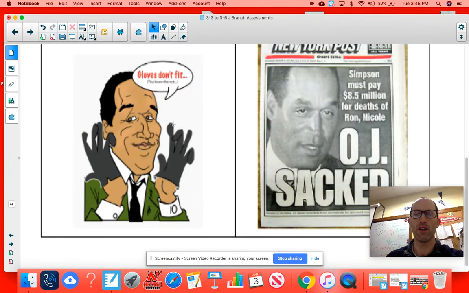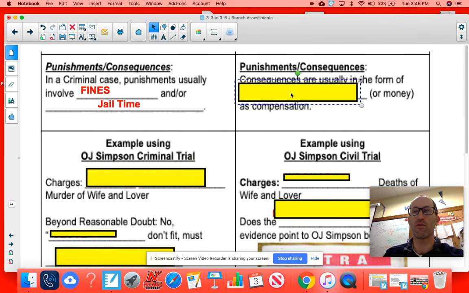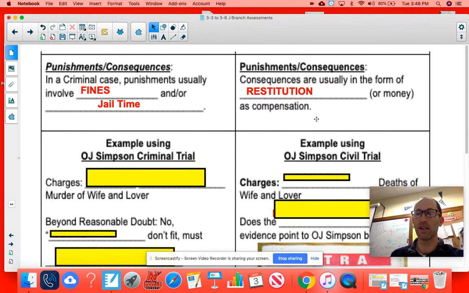Another major difference between criminal and civil cases is punishments. In a criminal case, punishments usually involve fines and or jail time. In a civil case, we see that consequences are usually in the form of what we call restitution. Restitution is money to compensate for damages.